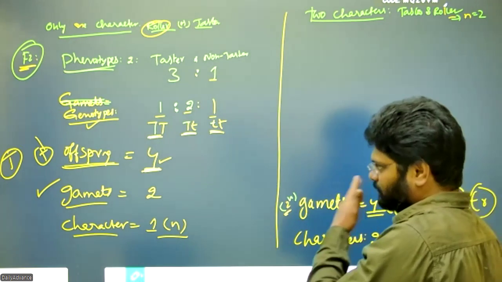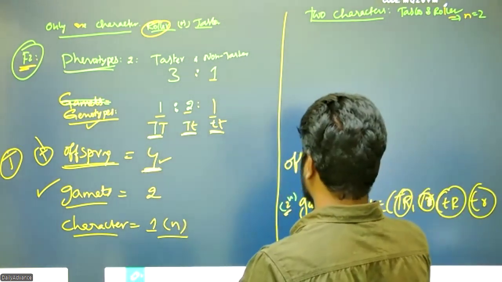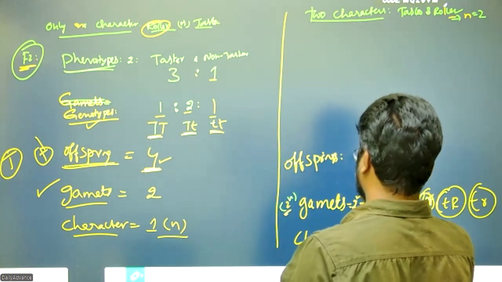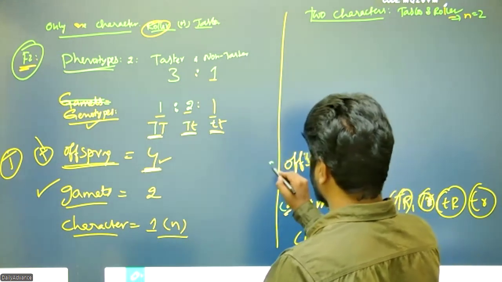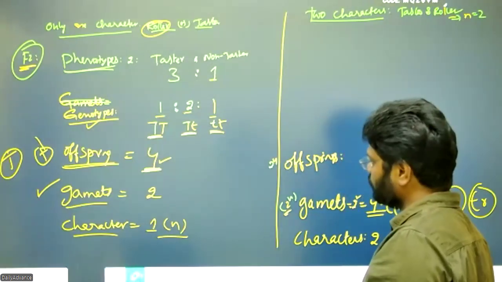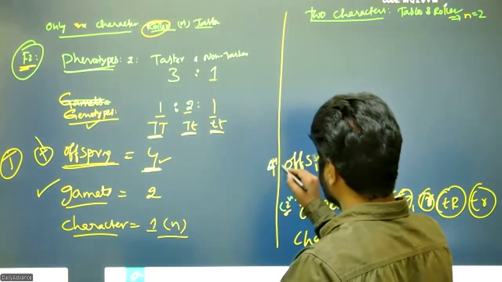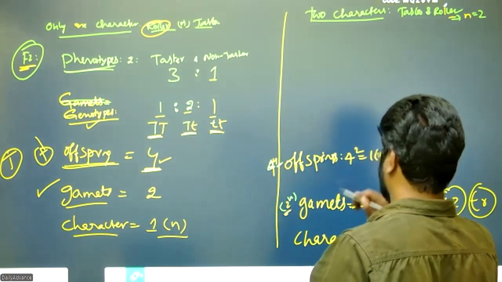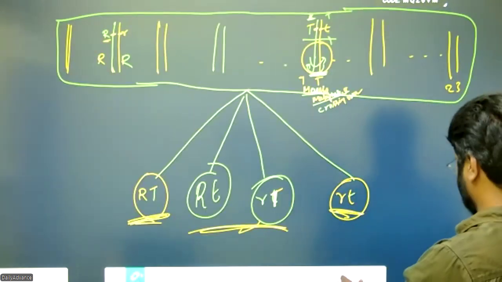So next, offsprings, F2 generation later, offsprings 16. 16 means 4 power n. So 4 power n is the 16. 4 power 2 is equal to 16. So this is the total gametes.